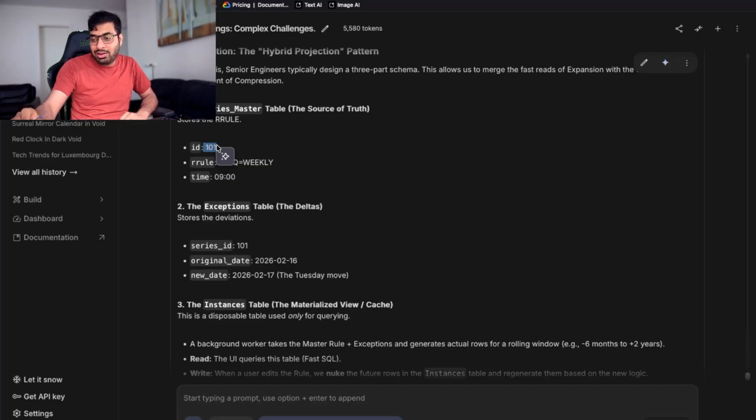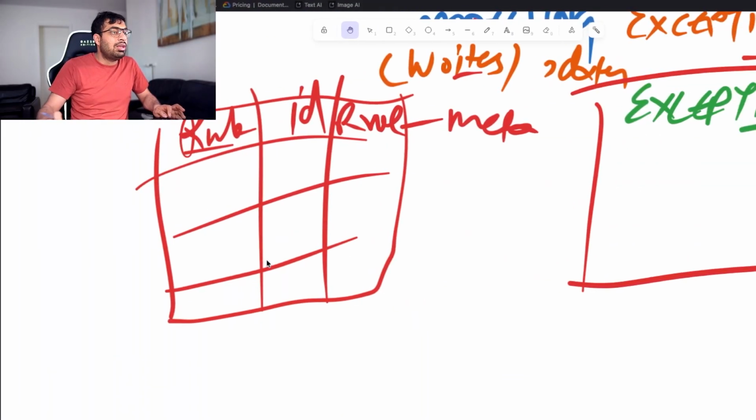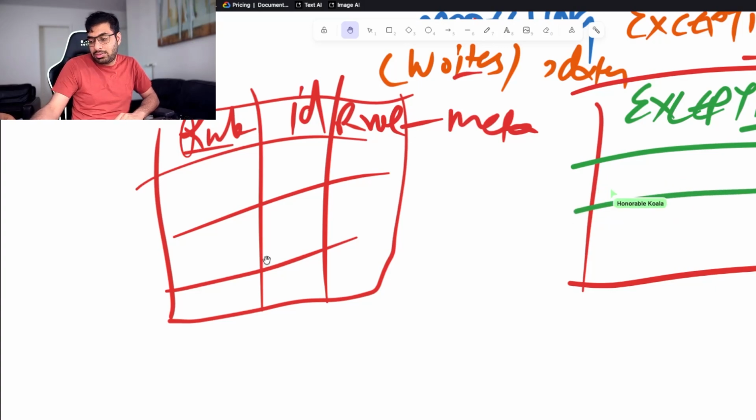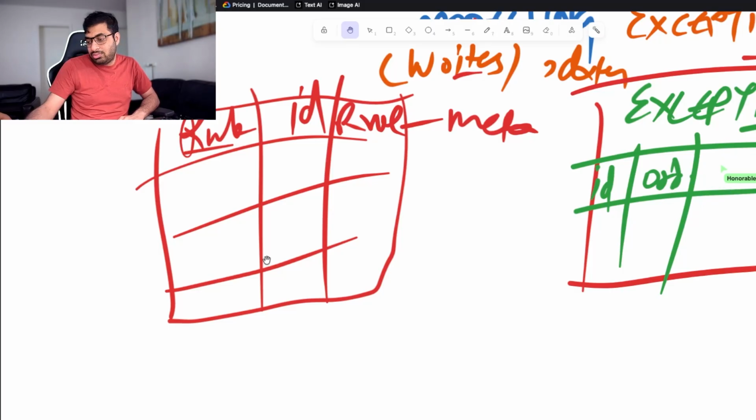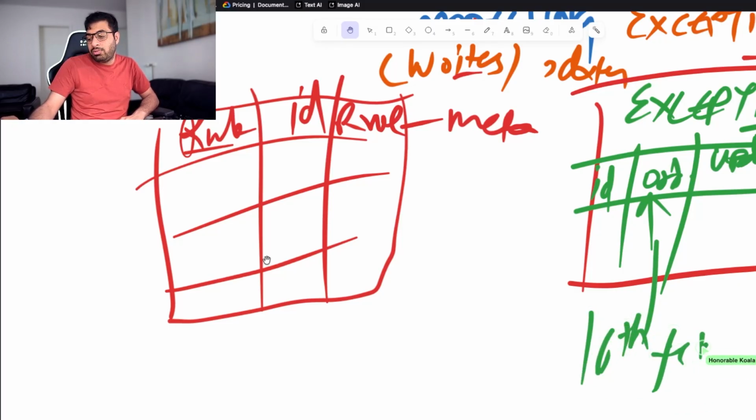Then we have, let's give this a green color, the exceptions table, in which we store the exceptions for a particular date. For example, here they are talking about modifying the event of 16th of February, right? So what would be stored in here is the ID of the series, and the original date and the updated date kind of thing, right? So any metadata basically which can highlight that, oh, the 16th Feb event was modified to be happening on the 17th Feb due to any exceptions kind of thing.